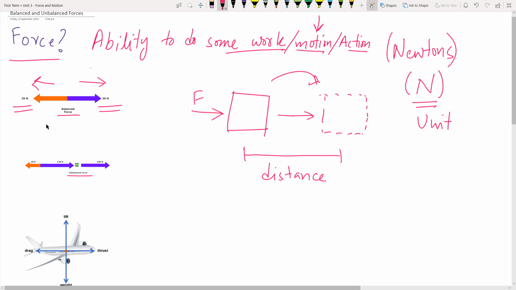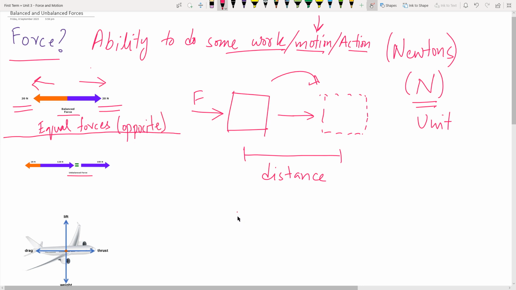Okay. So when we have these two forces on the right and on the left, as you can see, they are equal, right? So we have equal forces. When we have equal forces, this is a case for balanced force, right? So we call these balanced forces. They are only balanced when they're opposite, right?